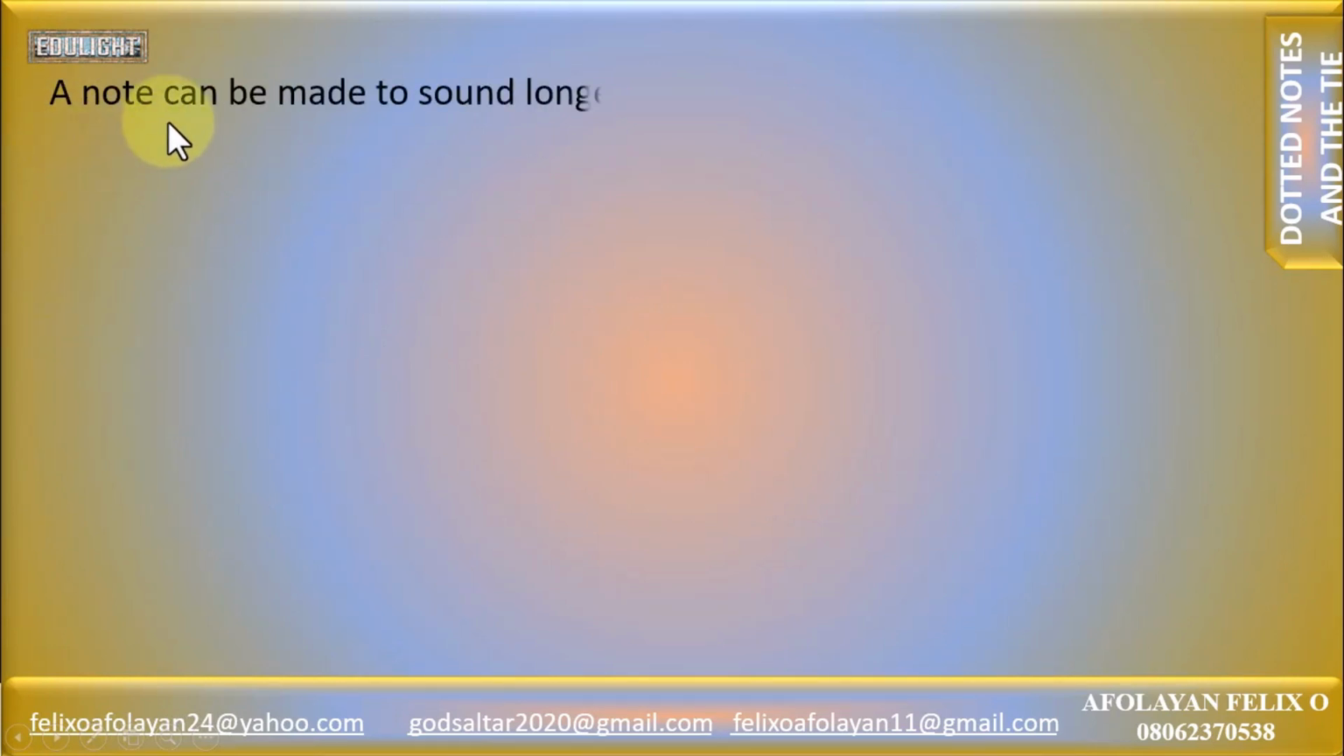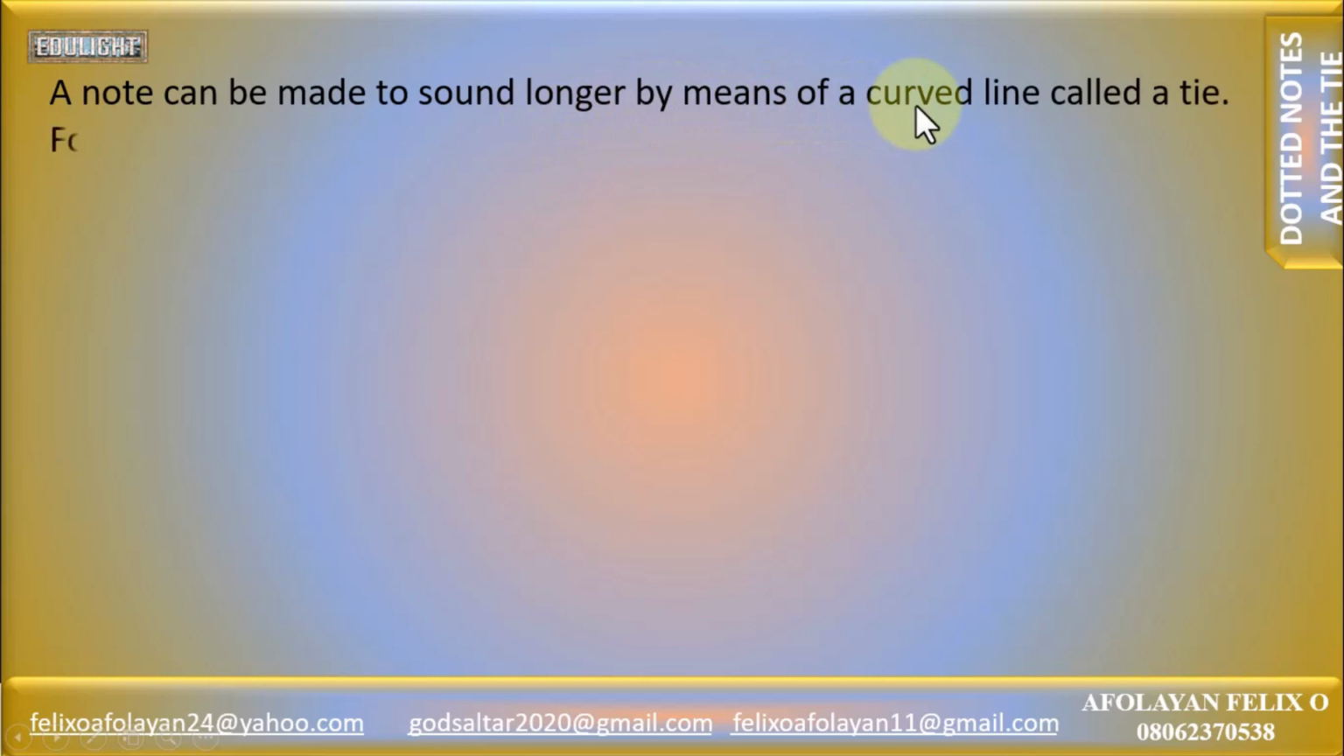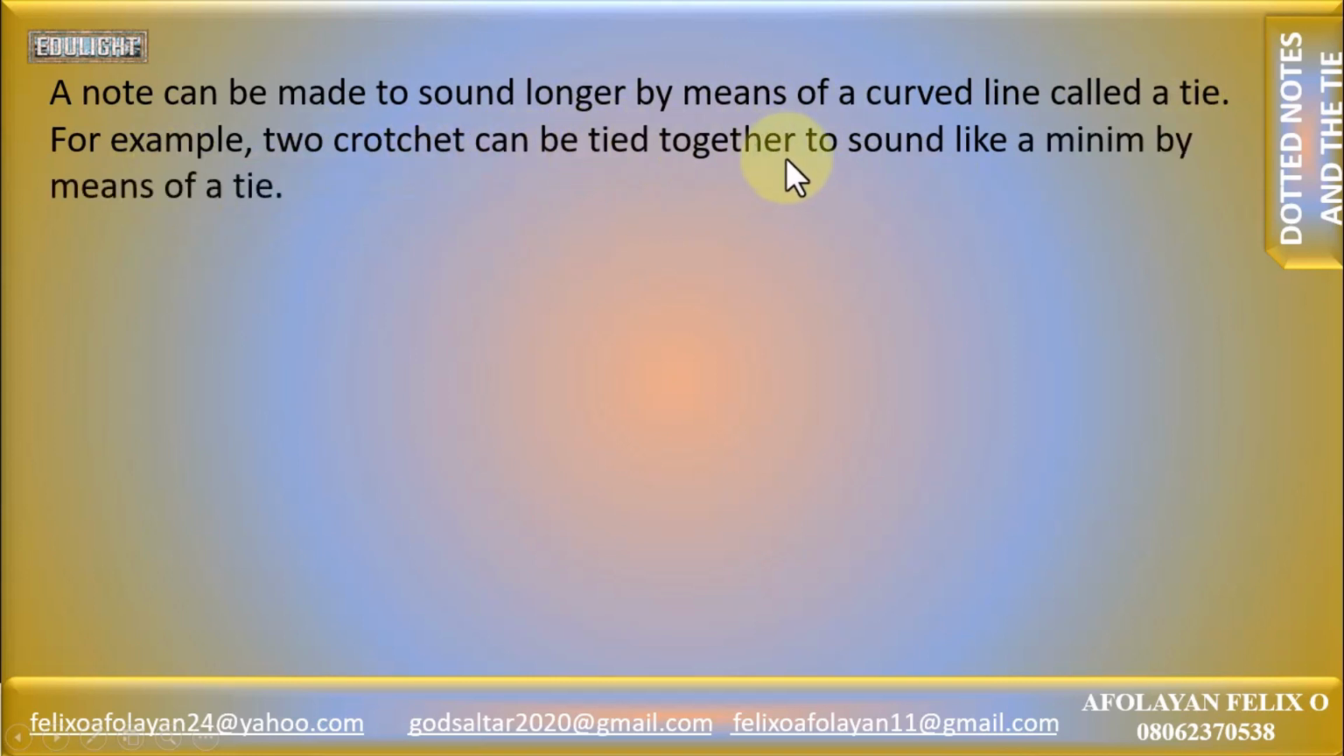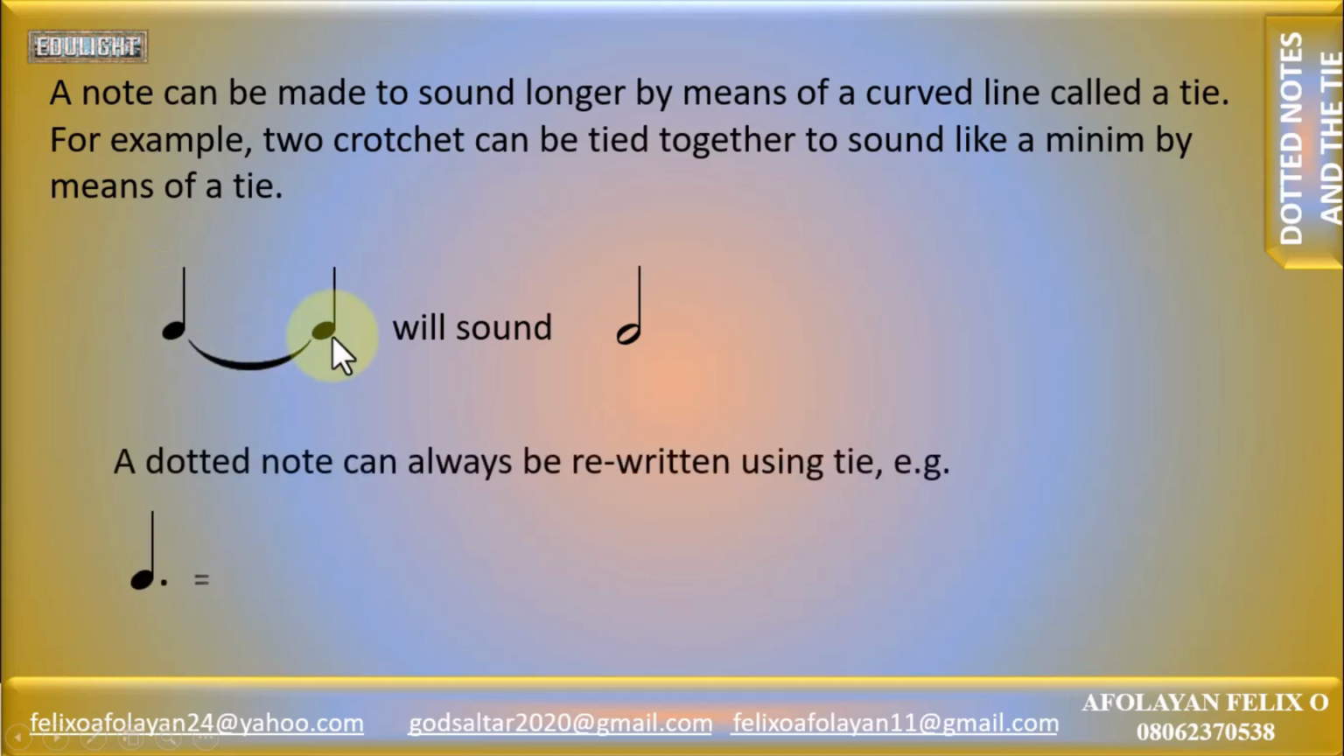A note can be made to sound longer by means of a half circle line called a tie. For example, 2 crotchets can be tied together to sound like a minim by means of a tie. Let's take a look at this chart. So this is a crotchet. When you tie them together, it will sound like a minim.